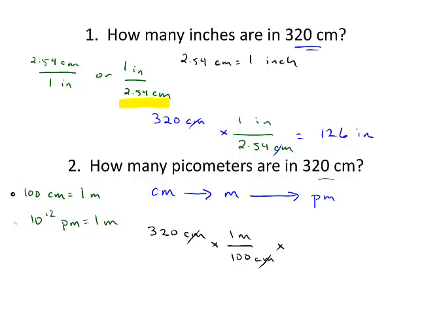Next, I want to convert to picometers. To do this, I'm going to use the second relationship, and I'm going to put 10 to the 12th picometers in the numerator and 1 meter in the denominator. So again, I cancel out. Anytime you do a multi-step calculation like this, you simply multiply any numbers in the numerator, divide any numbers in the denominator. So I'm going to do this as 320 times 10 to the 12th divided by 100, which gives me 3.2 times 10 to the 12th picometers.